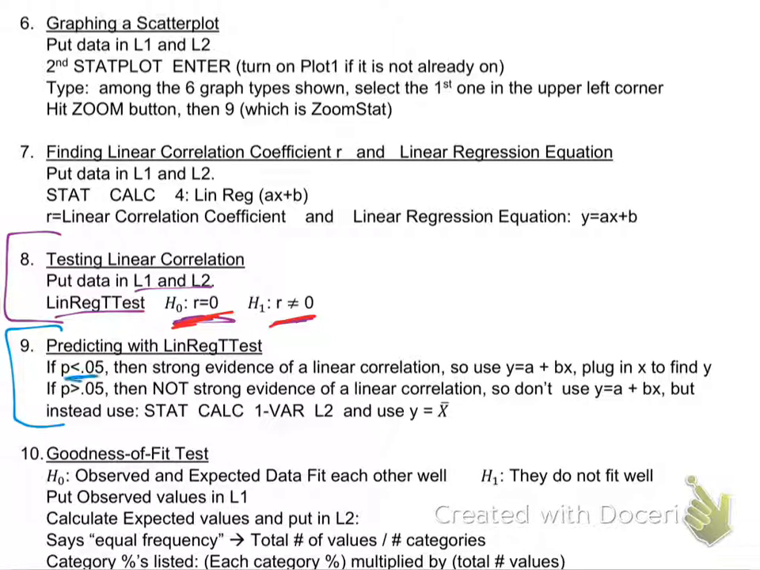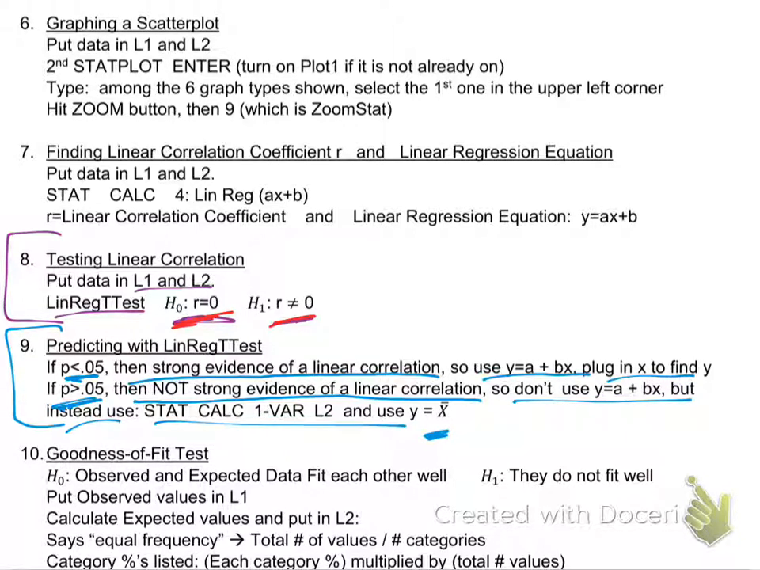If the p-value is less than 0.05, that's not our case, then there's strong evidence that it's linear. So use the equation, plug in your x, and find y. We're going to do that half the time. On 2 of these 4 problems, the p-value will be below 0.05, and so we will use the equation because they do line up. But on this one, the p is greater than 0.05, which means there's not strong evidence that they line up. So don't use the equation, but instead do that. What is all that? That's basically find the average.